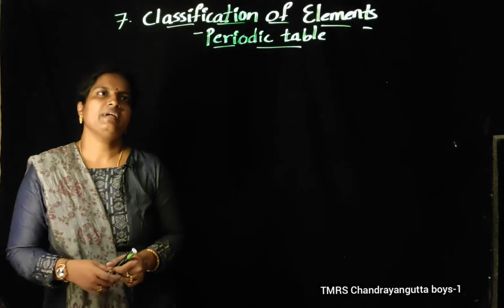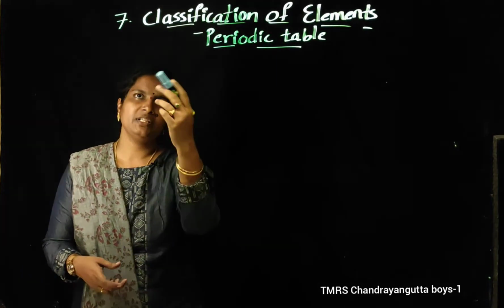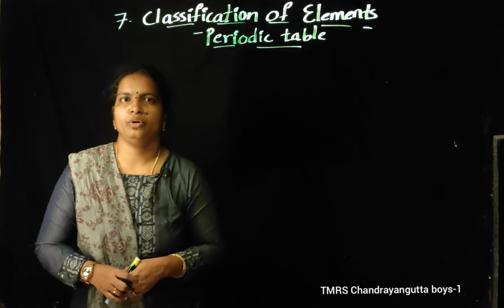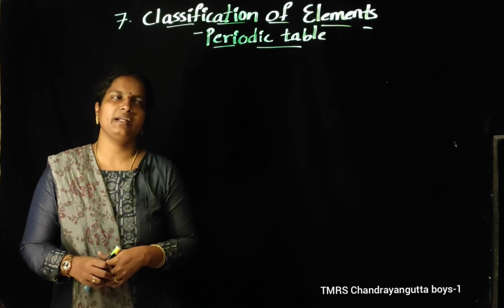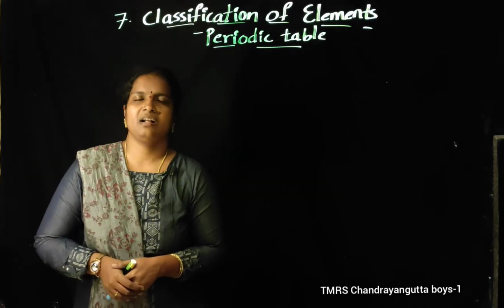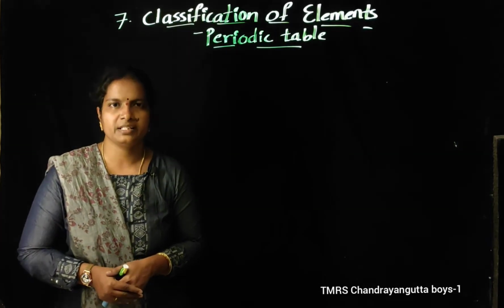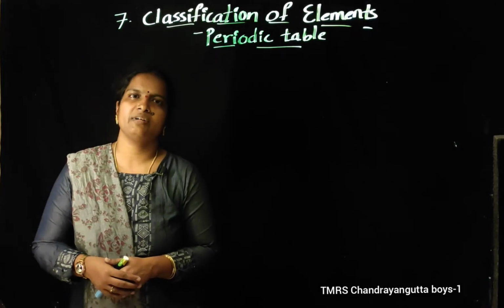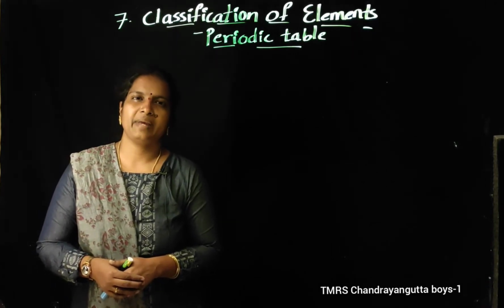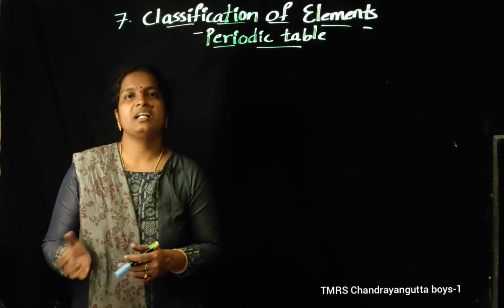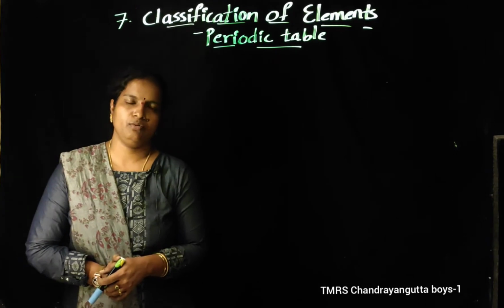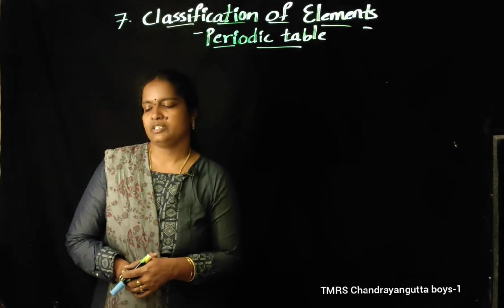Today we are going to discuss the 7th chapter, classification of elements, the periodic table. First of all, what is the classification of elements? Classification of elements means arranging the elements which are discovered in a systematic manner based on their physical and chemical properties. That is the classification.